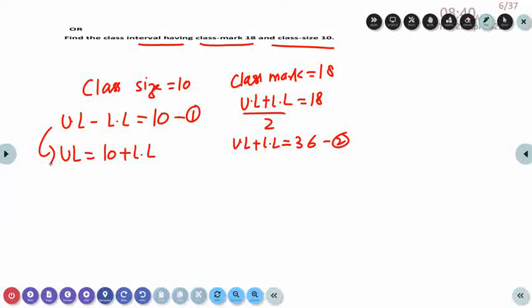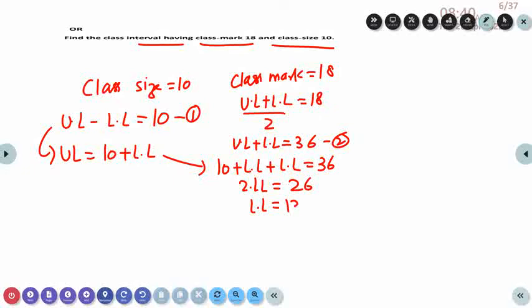So this will be 10 plus lower limit equals 36. 2 into lower limit is equal to 36 minus 10, which is 26. That means lower limit is 26 by 2, 13. So lower limit comes out to be equal to 13. And therefore upper limit will be equal to 10 plus 13, which is 23. So upper limit is 23 and lower limit is 13. That means the class interval can be written as 13 to 23.